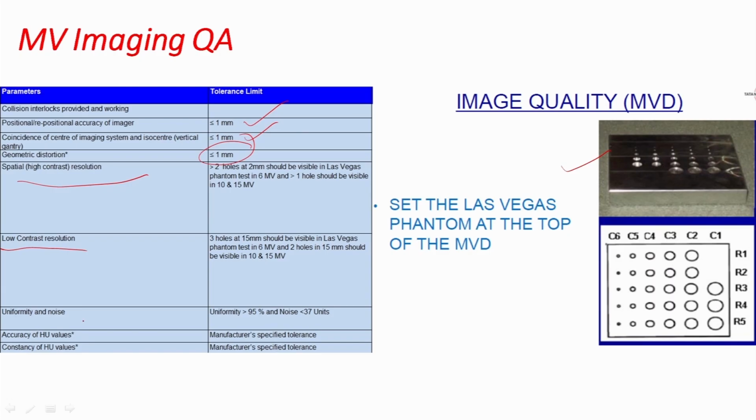Then uniformity and noise, which is another test, and accuracy of HU values and constancy of HU values. So these are the MV imaging QA tests which are generally required to be performed on a linear accelerator. There is other imaging QA which we will discuss in our next lecture on simulator QA. Thank you very much.